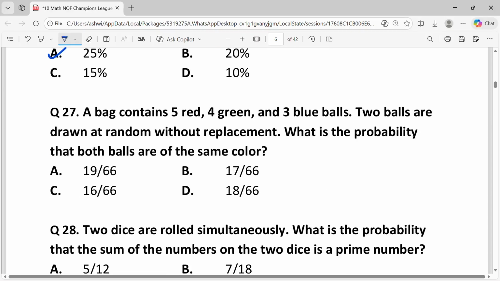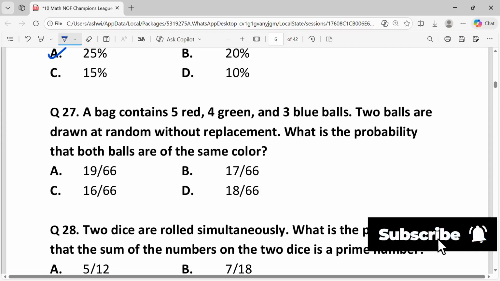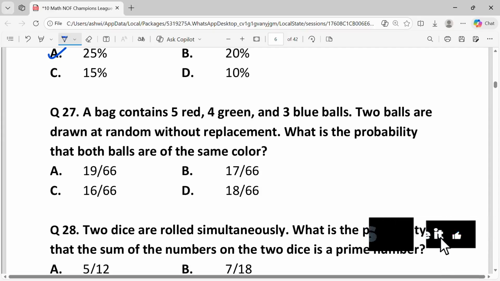Question 27. A bag contains 5 red, 4 green and 3 blue balls. 2 balls are drawn at random without replacement. What is the probability that both balls are of the same color?